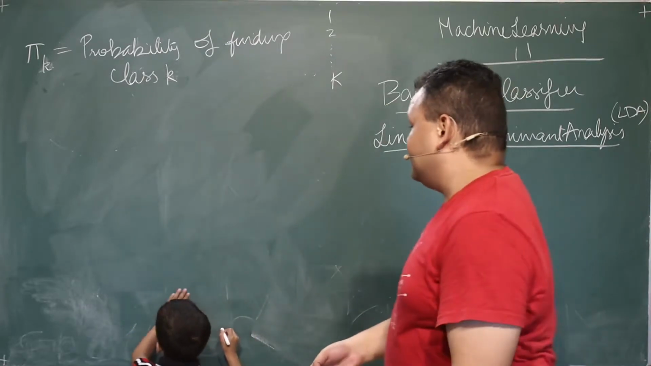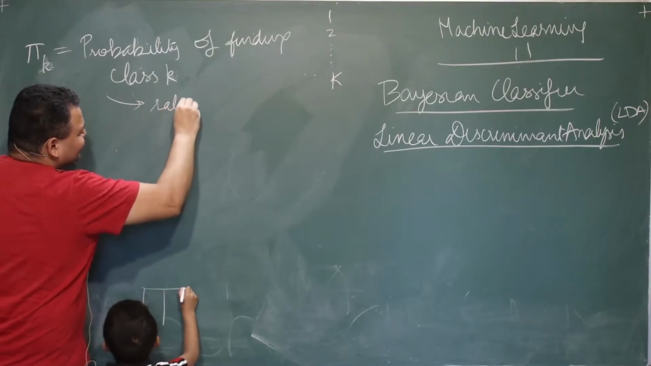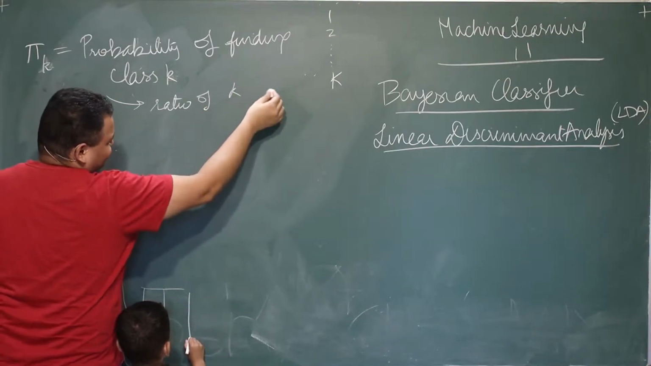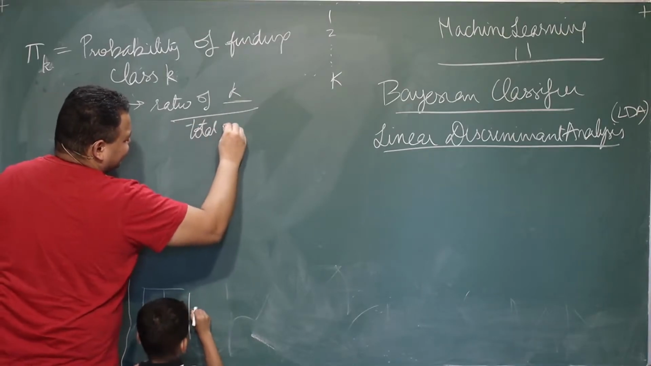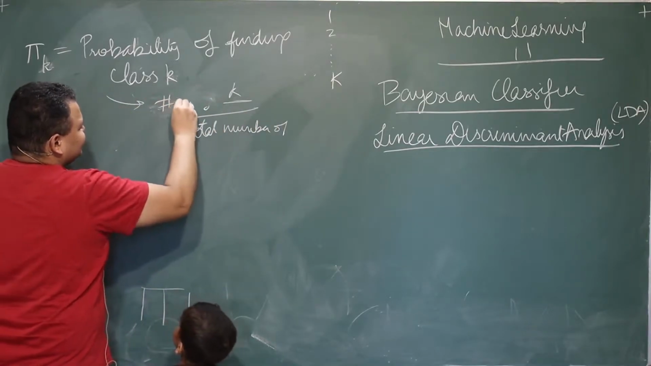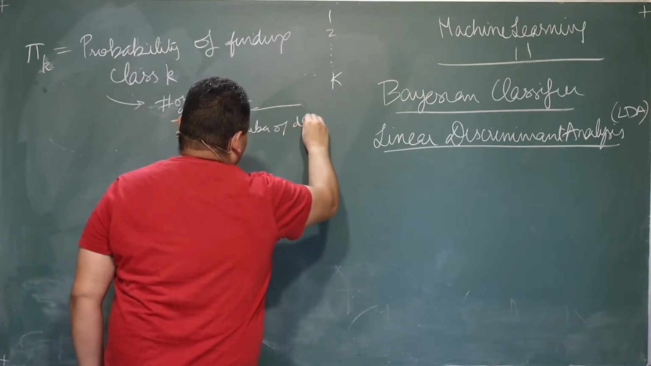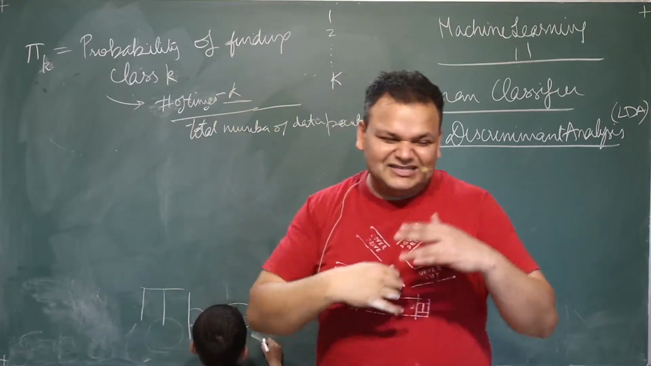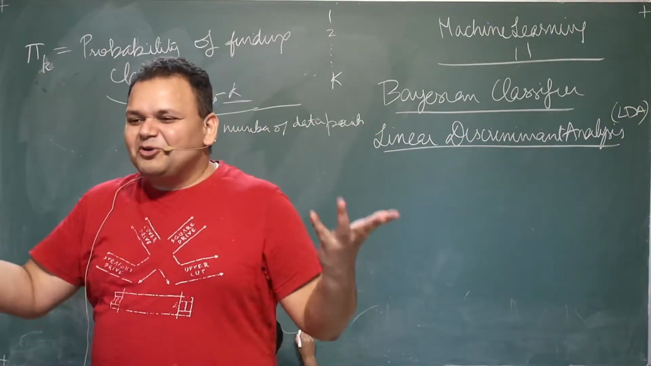Yeah, that is good. So we are going to take the ratio of k: the number of times you find k divided by the total number of data points. Is that okay? We have nothing to do with the input at all. We are just trying to say what is the possibility that that class k will appear in the output. How do you do that?